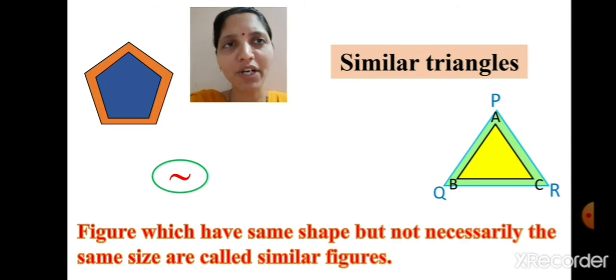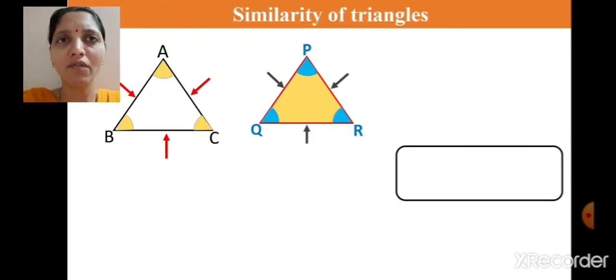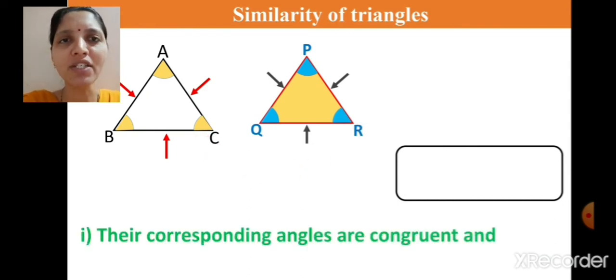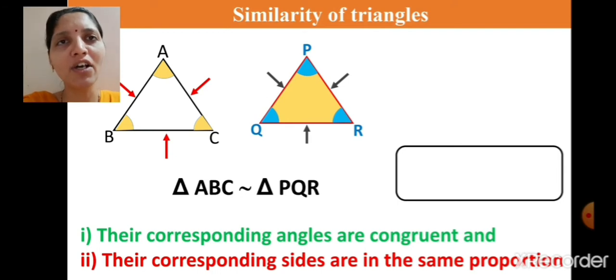Now let's try to understand the conditions for similarity. Here vertex A corresponds to vertex P, vertex B corresponds to vertex Q, and vertex C corresponds to vertex R. So we have two conditions. First condition, their corresponding angles are congruent, and second condition, their corresponding sides are in the same proportion. Then only we can say that triangle ABC is similar to triangle PQR.